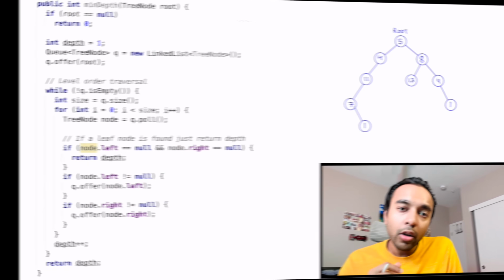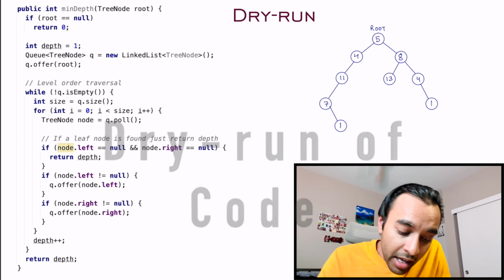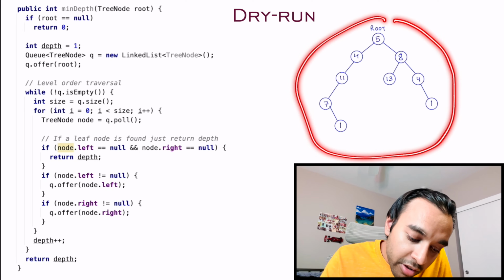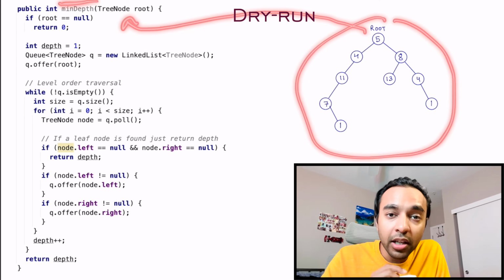in action. On the left side of your screen, you have the actual code to implement this solution. And on the right, I have a binary tree whose root is passed in as an input parameter to the function min_depth, right?